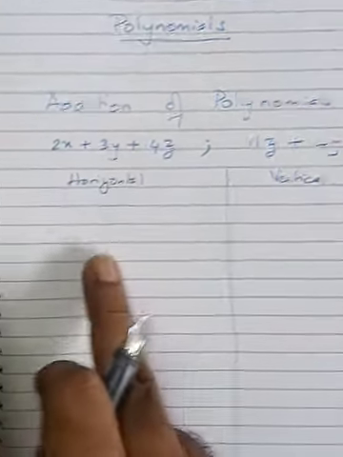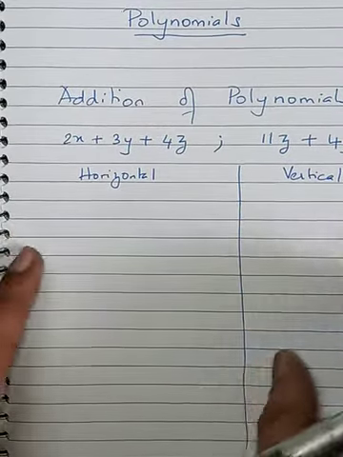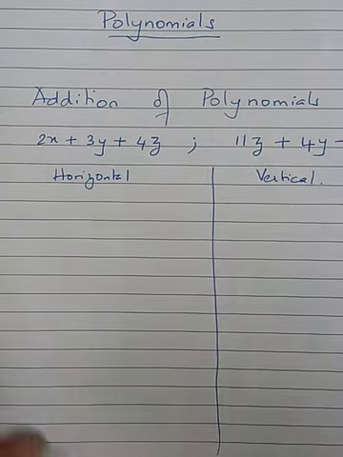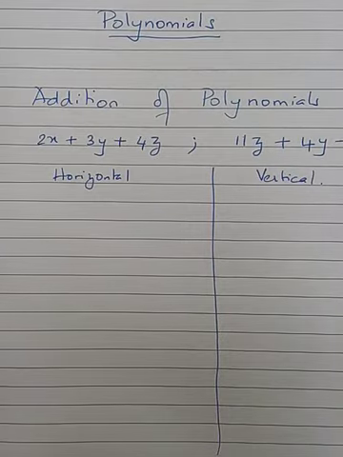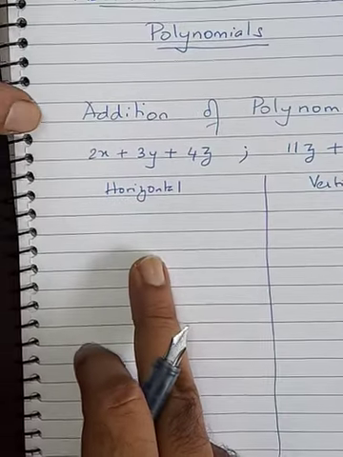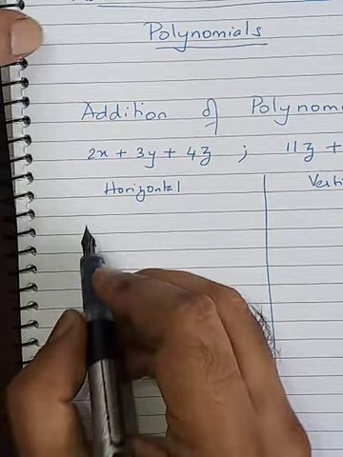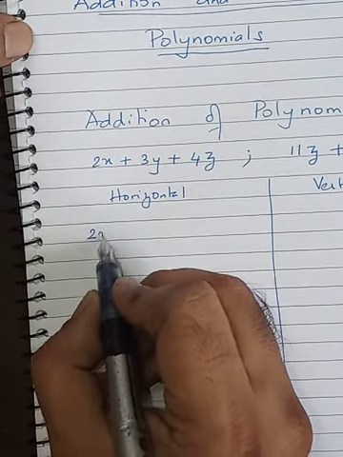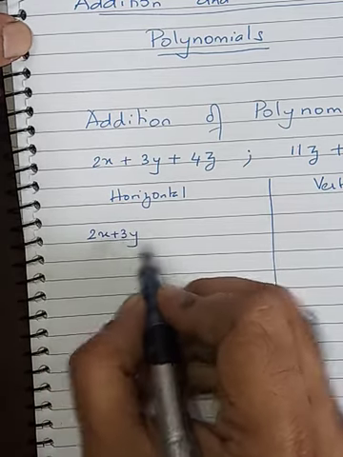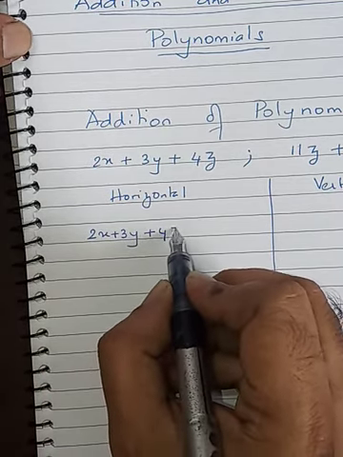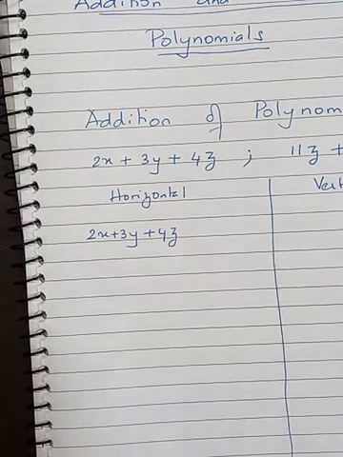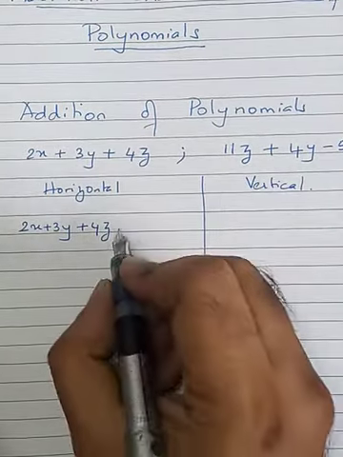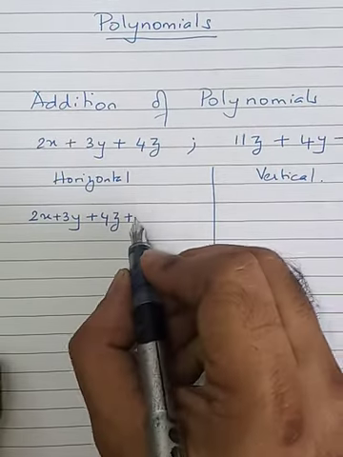Now normally we follow the horizontal method because adding vertically becomes difficult when we have more terms in a polynomial. So adding horizontally makes it simple. So let's see how we add two polynomials. I'll write the first polynomial over here, that is 2x plus 3y plus 4z. For addition, I simply write the next polynomial. I put a plus sign and write it as it is.